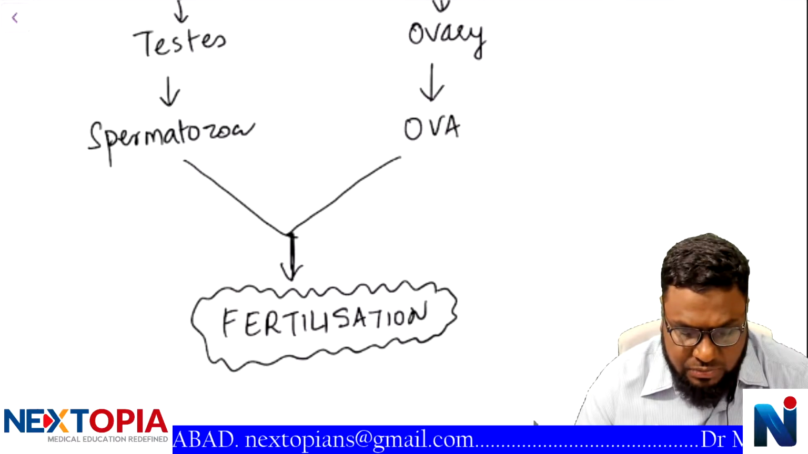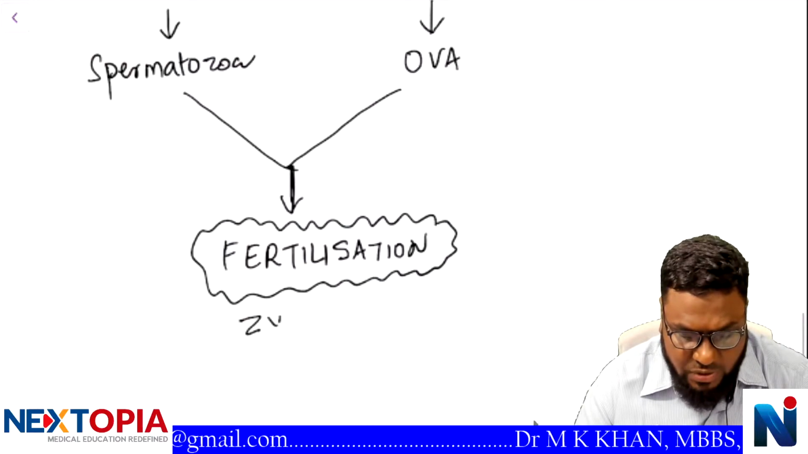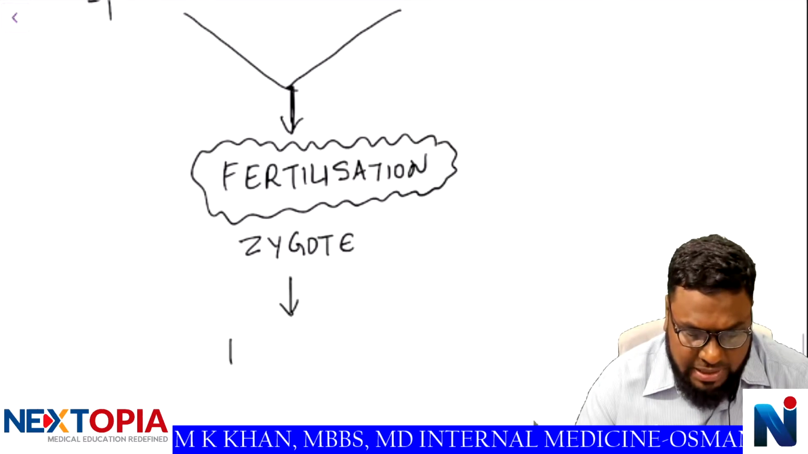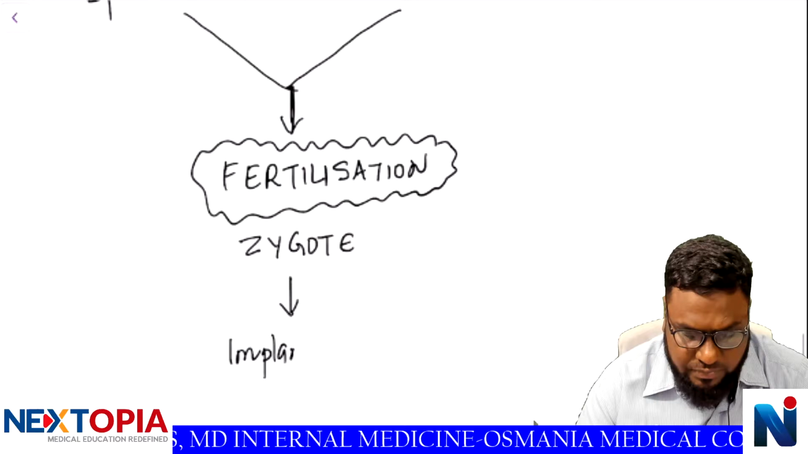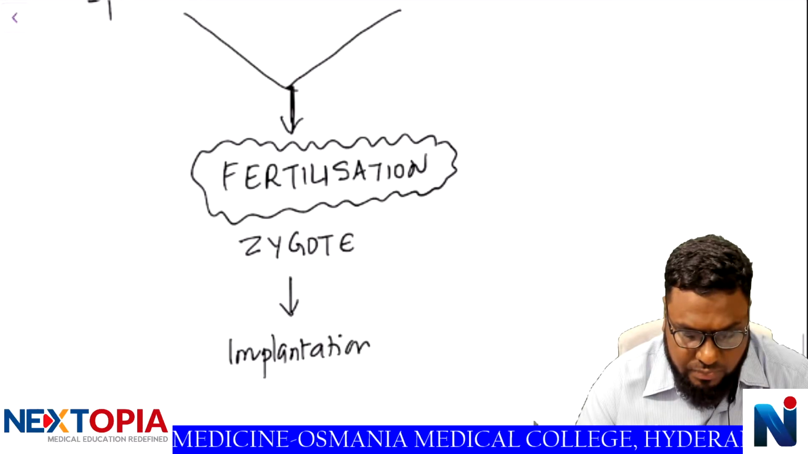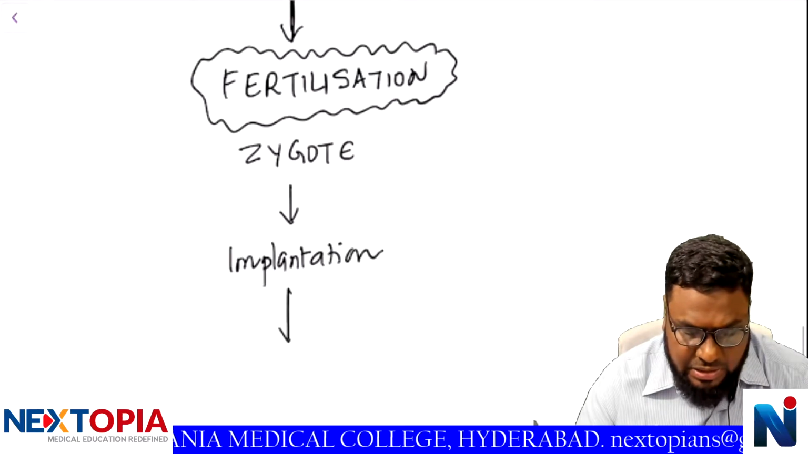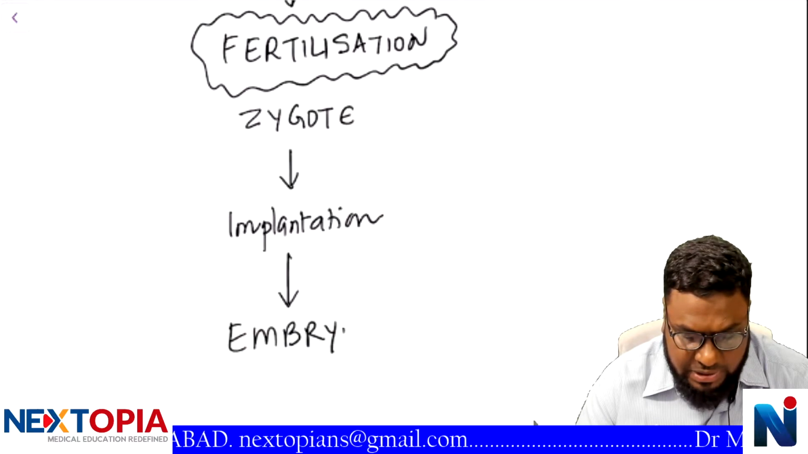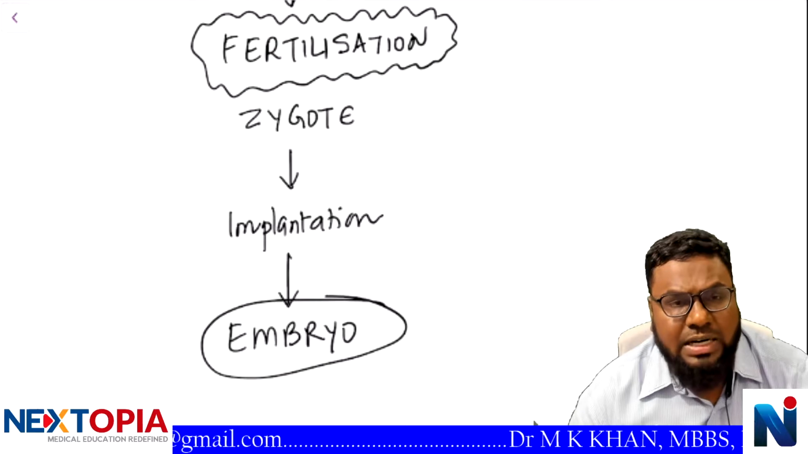Remember, the fertilized ovum is now called as a zygote. This zygote should undergo implantation in the uterus. After implantation, the embryo is formed and the embryo undergoes development. This is what we are studying in our classes.